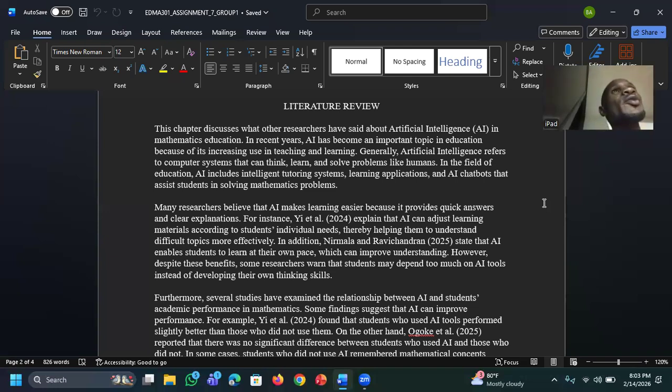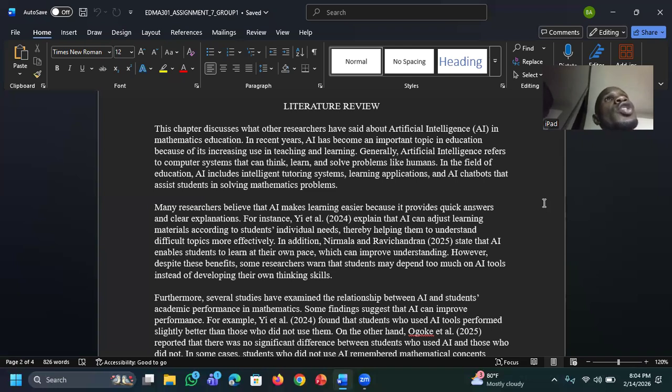All right, so we'll proceed and then we look at the contrasting views of the use of AI in mathematics education. We can all agree to the fact that mathematics is based on problem solving. So we are looking at making our students become problem solvers, right?